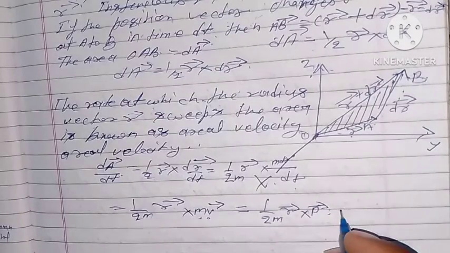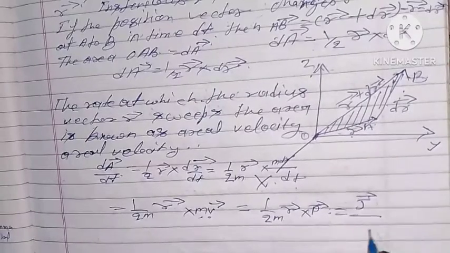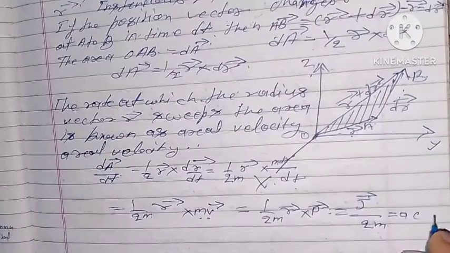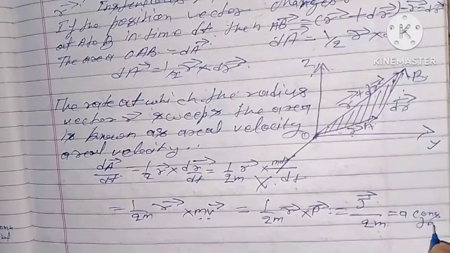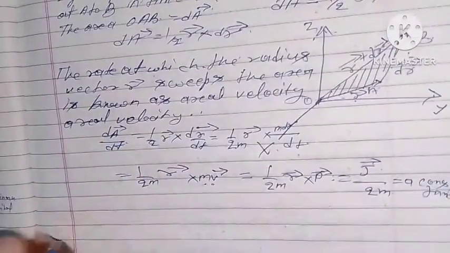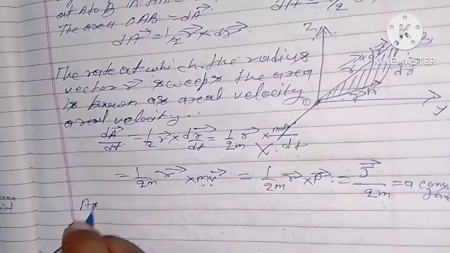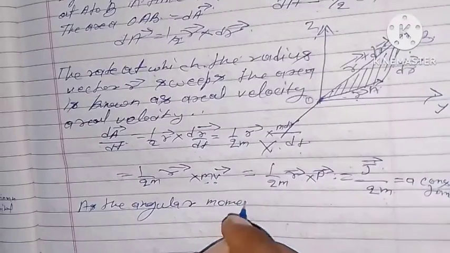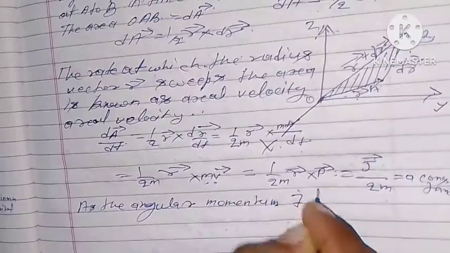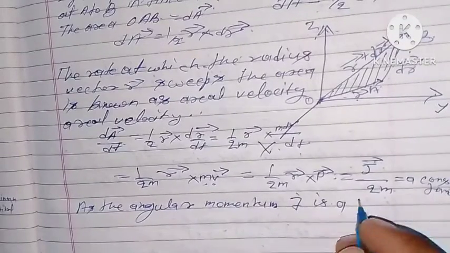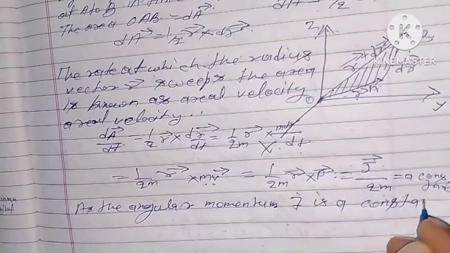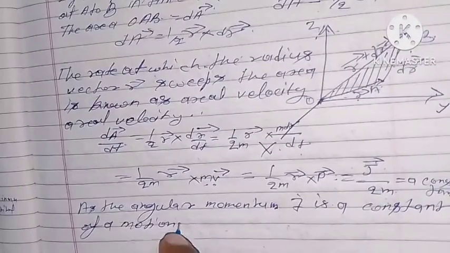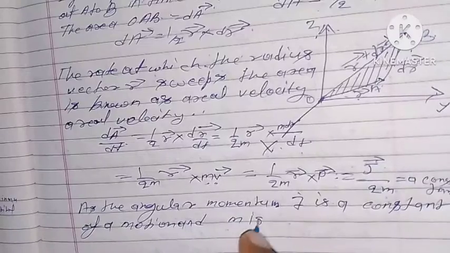Moment. Then vector J upon 2m is equal to a constant, as angular momentum J is a constant of motion, and m is also constant.